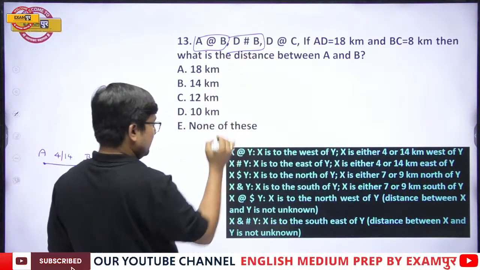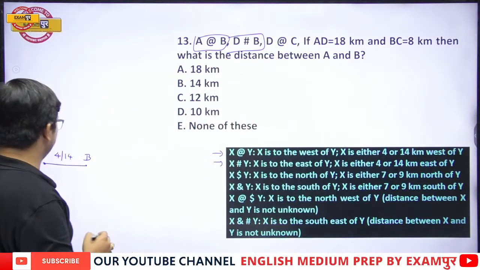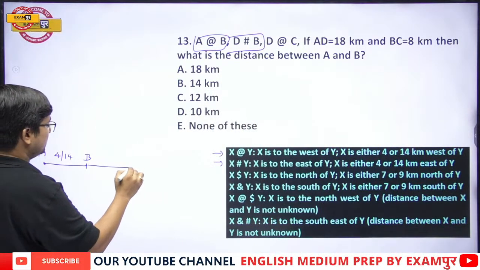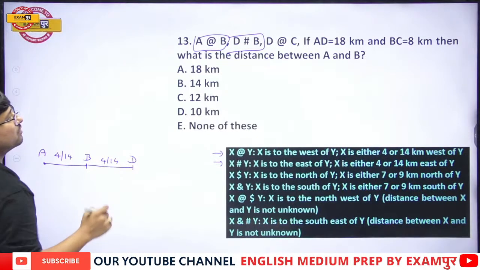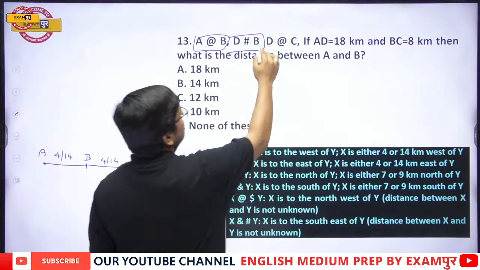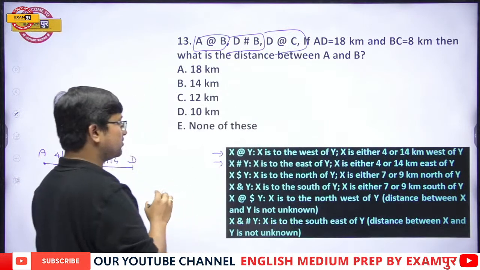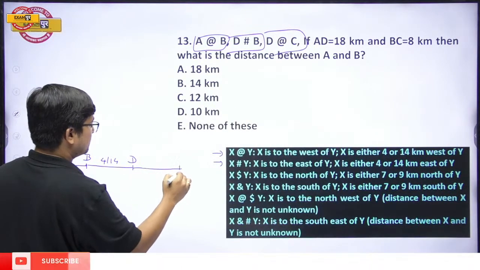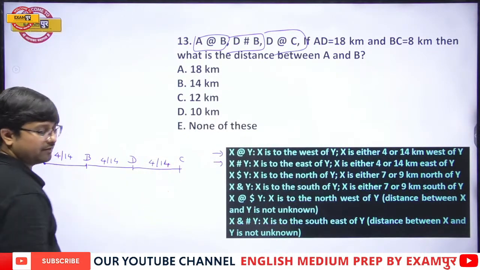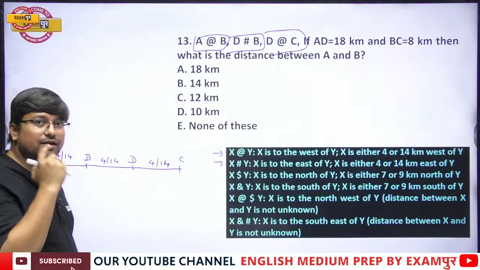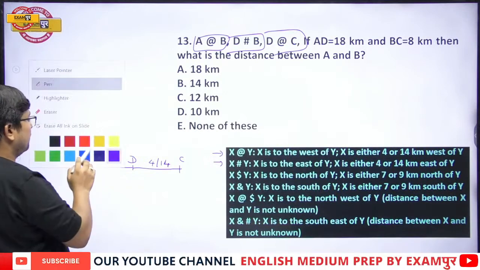Now D hash B means D is to the east of B. And how much east? 4 or 14. And D at the rate C means D is to the west of C. How much west? Again 4 or 14. Alright everyone? Getting it everybody? Yes or no?